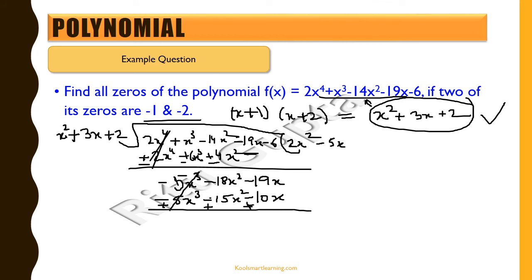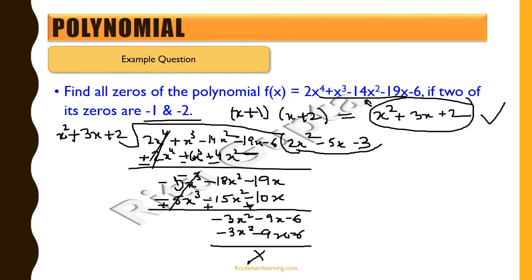Now we are left with minus 3x square minus 9x minus 6, and if we multiply this with minus 3, we get minus 3x square minus 9x minus 6, and we get no remainder. So as we expected, r(x) is 0.